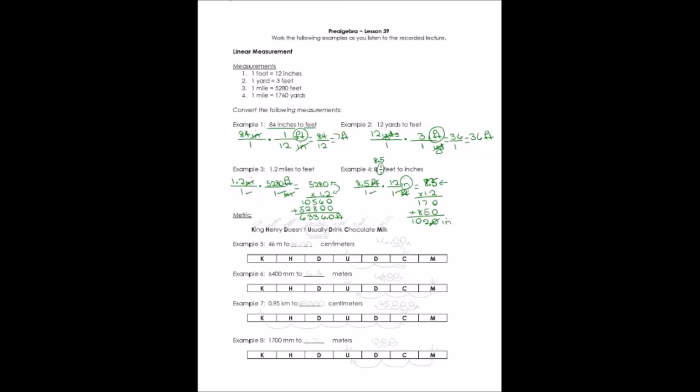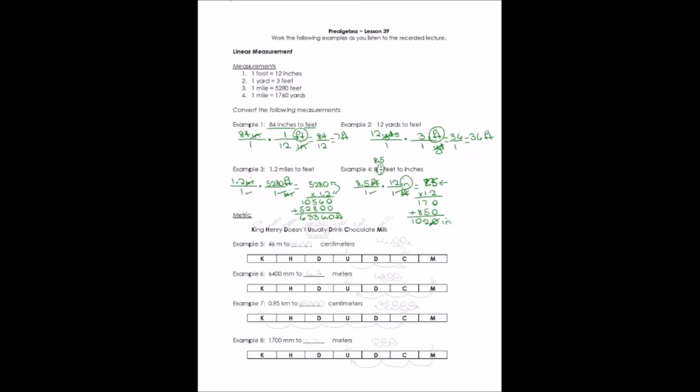Now let's talk a minute about the metric system. There's a sentence that we need to learn if we're going to work metric problems, and it is this one that's listed for you. King Henry doesn't usually drink chocolate milk. Now what that does is it puts the units that we have in the metric system in order for us, and that's important when we're converting from one to the other. So before you take your next test, memorize this sentence, and when you get your test, before you work any problems, write down King Henry doesn't usually drink chocolate milk. Then when you get to the metric conversion problems, you'll have it ready to go.